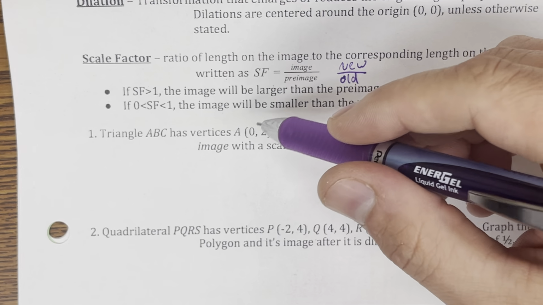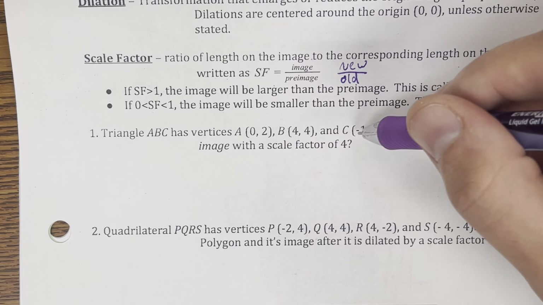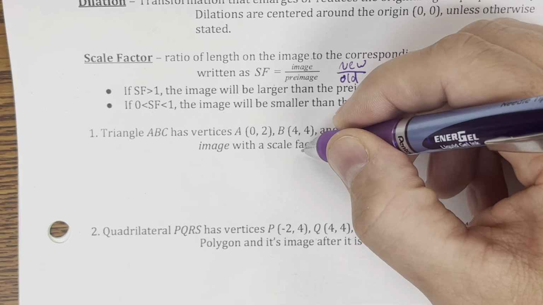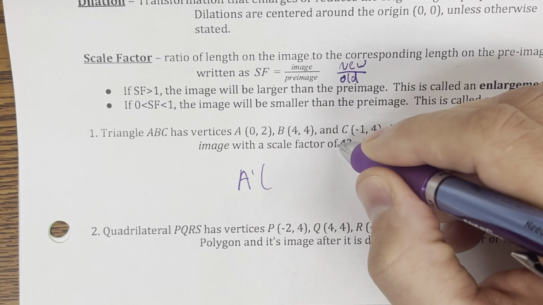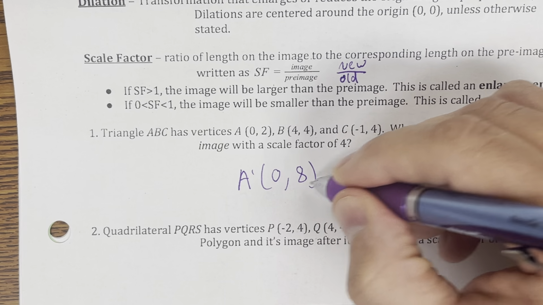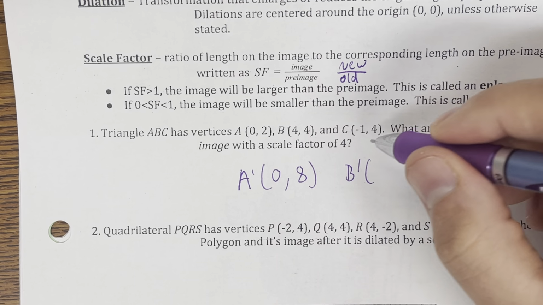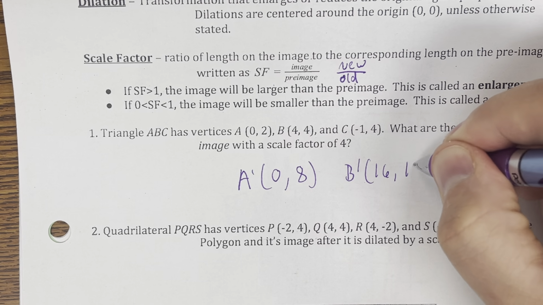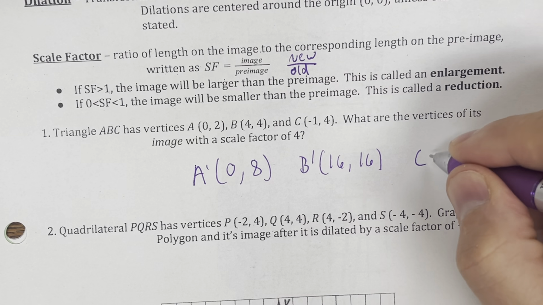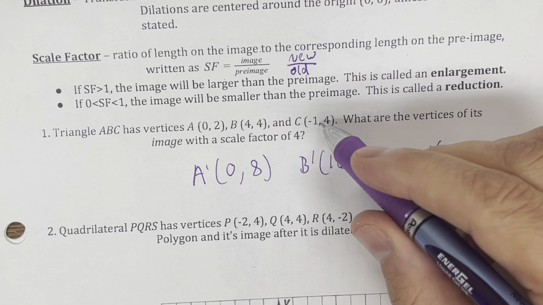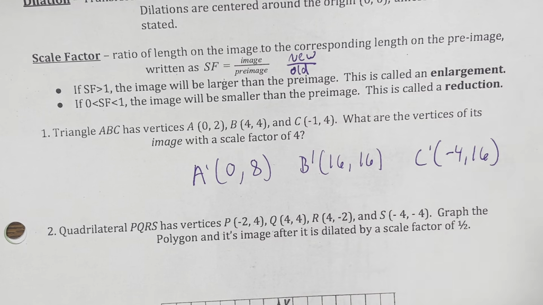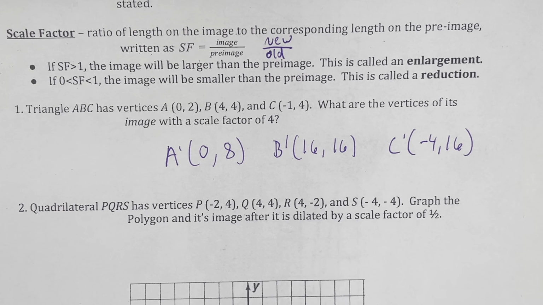So triangle ABC has vertices (0, 2), (4, 4), and (-1, 4). Find the vertices of the image with a scale factor of 4. So A prime, I just need to take 4 times 0, which is 0, and 4 times 2 is 8. B prime, our new point, 4 times 4 is 16, 16. And then I would be able to plot these points. And our last point C, I have to multiply by 4, so (-4, 16). So we just multiply all of the vertices by that scale factor, okay?